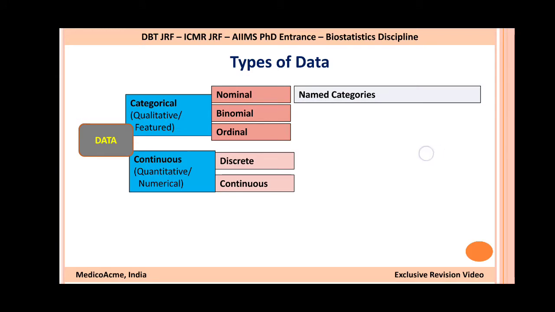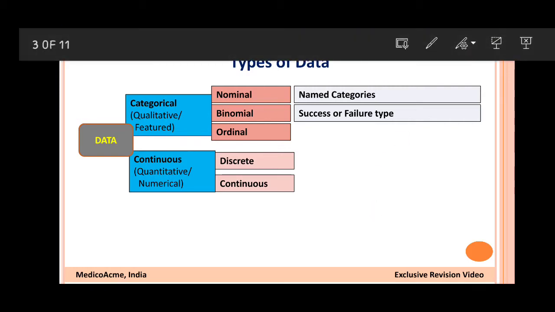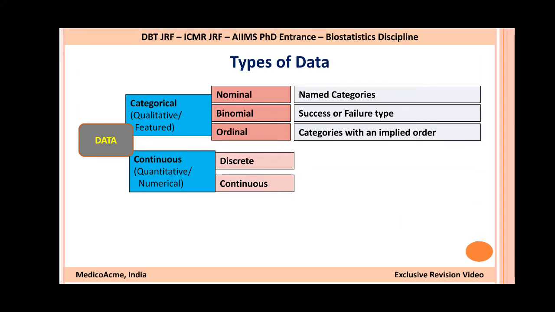Nominal data is named category. Binomial data is success or failure, yes or no. You have learned binomial in digital systems, on or off, yes or no. If I want some analysis and I want a yes or no answer, then it will be binomial data. Ordinal data has levels, or you can say implied order. If I am telling you that you have a disease, then the severity of the disease you will say is mild, moderate, severe or extremely severe. So that is the order. So ordinal data has order.